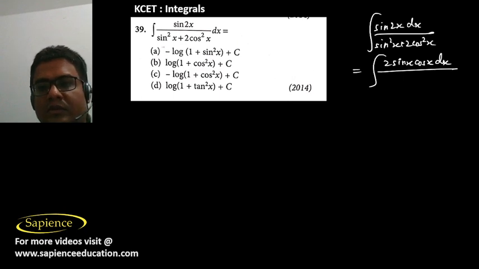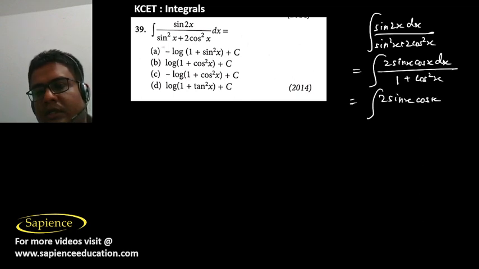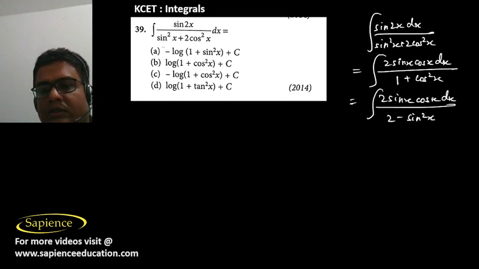Sine square x plus cos square x is 1, plus cos square x. So this will be equal to 1 plus cos square x. Now cos square x can be written as 1 minus sine square x. So this we can write as 2 sine x cos x dx by 2 minus sine square x, since cos square x is 1 minus sine square x.